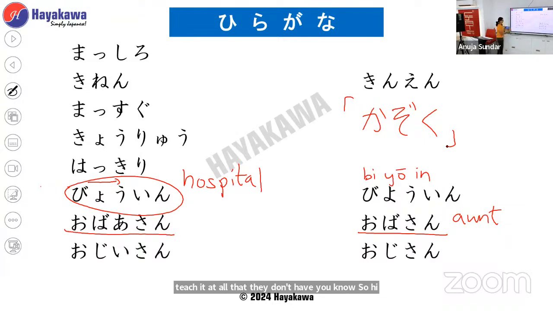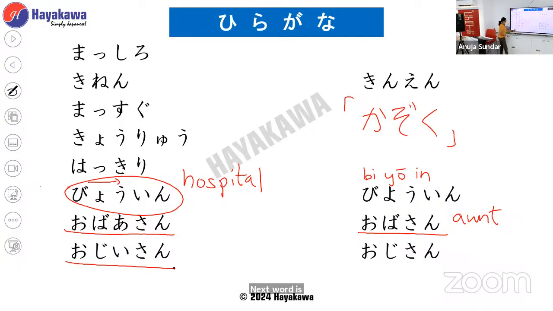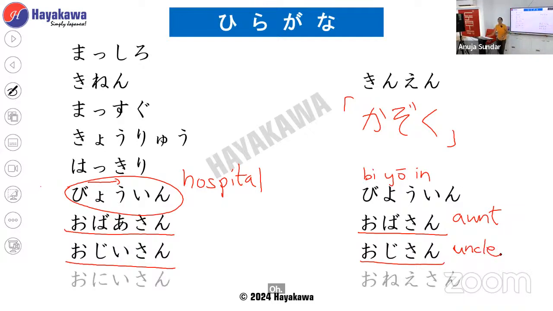The next word is? Ojisan. Grandfather? Ojisan. Just like Obasan is aunt, Ojisan is? Yes, Ojisan. Great. Last pair. We just read them, yeah? Onisan, onesan. Elder brother and elder sister. Onisan, elder brother. Onesan, elder sister.